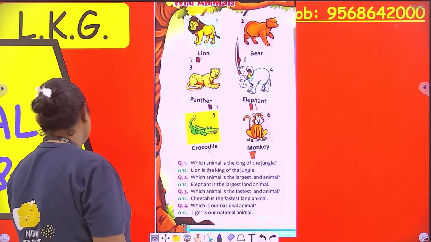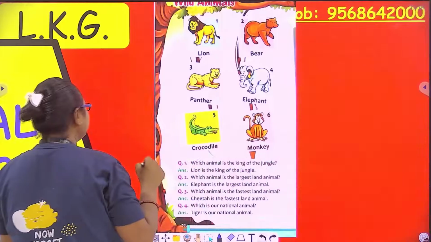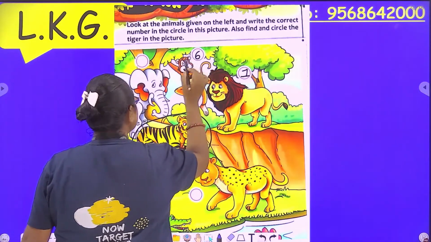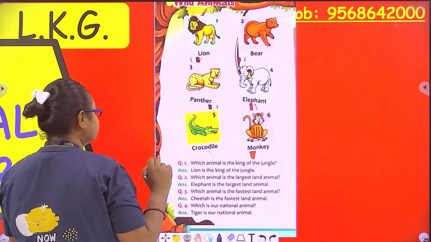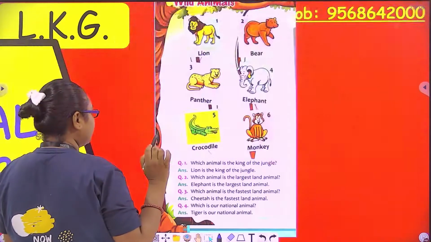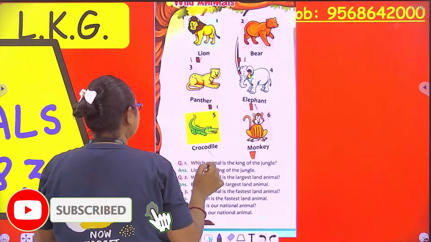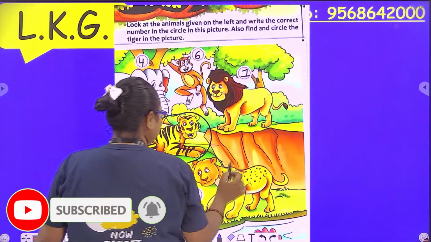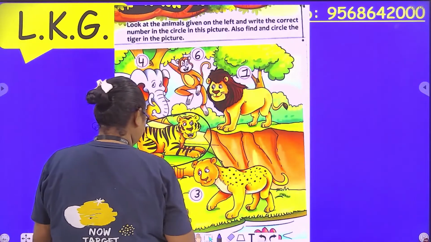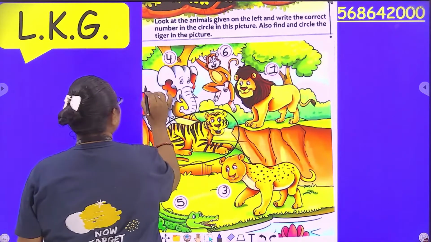So lion is number one. We will place here number one. Monkey, monkey is number six. Number six. Elephant is number four. Then panther. Panther is number three. Crocodile is number five. And last bear is number two.